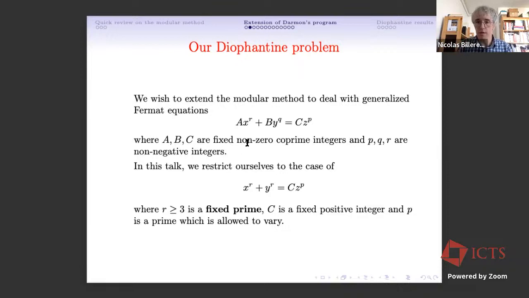That's common notation when we study Fermat equations of general type: p is always a prime that is allowed to vary, and r and q are fixed. Here there is only r, and I will also use the terminology that (r, r, p) is the signature of this Fermat equation. And for the equation above, it was (r, q, p).